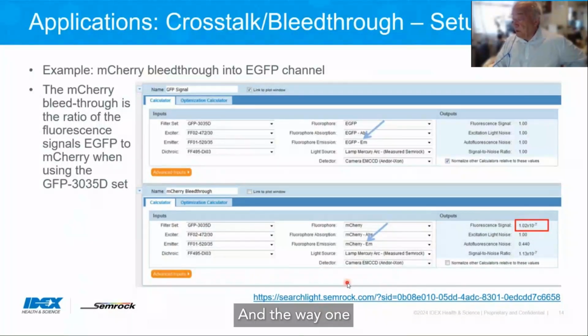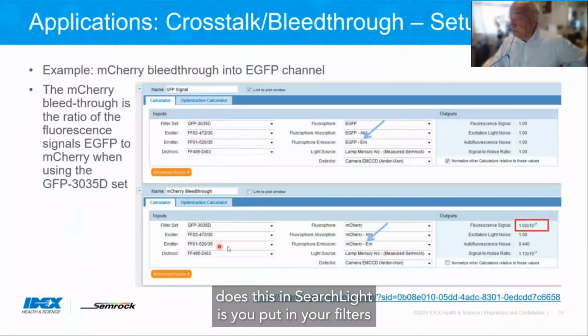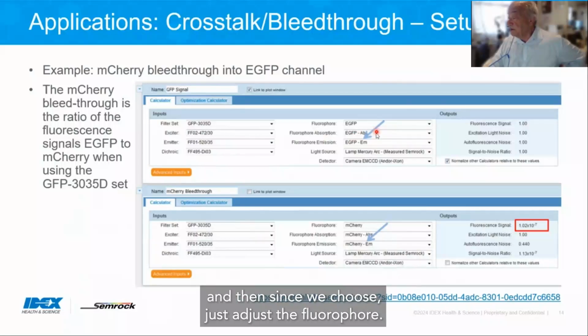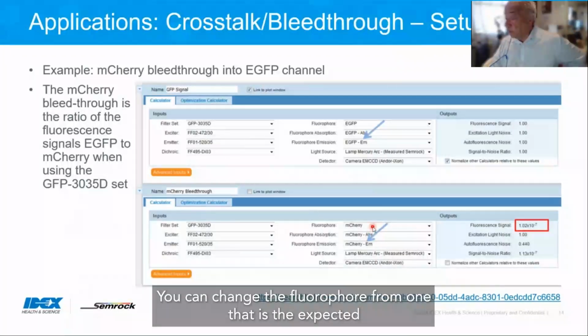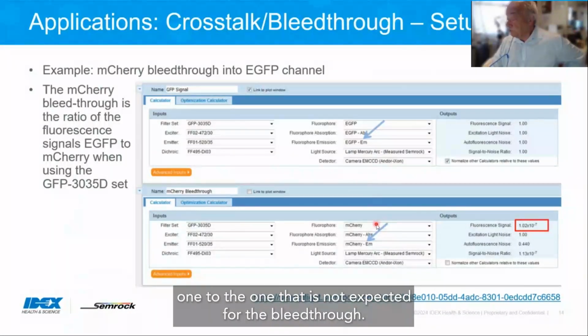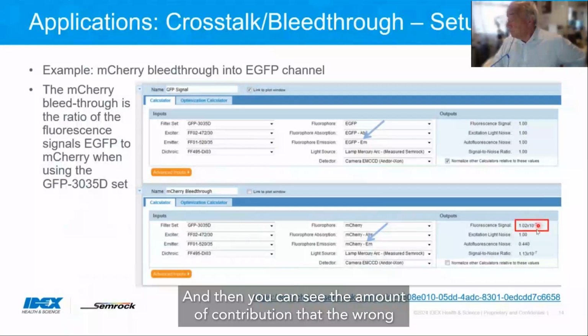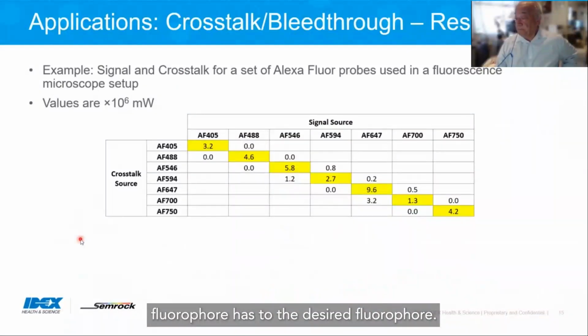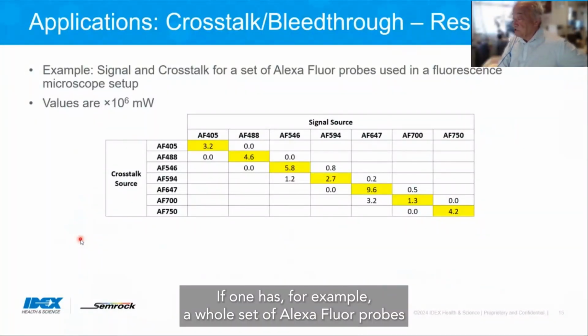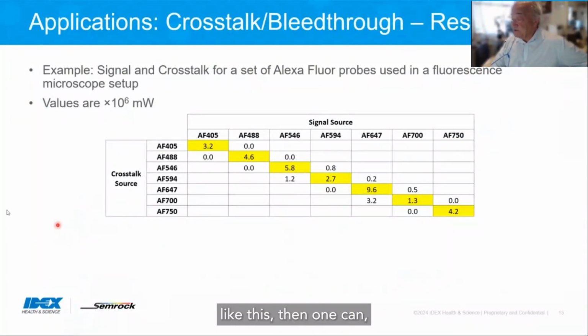And the way one does this in SearchLight is you put in all your filters and then simply adjust the fluorophore. You can change the fluorophore from the expected one to the one that is not expected for the bleed through, and then you can see the amount of contribution that the wrong fluorophore has to the desired fluorophore.